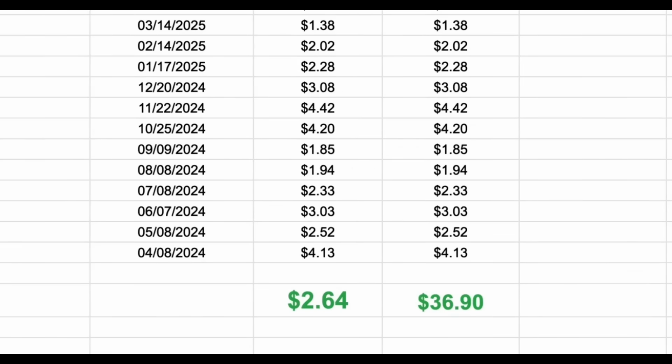Coming to this spreadsheet, I put all the distributions since the first time to the last one, and I averaged them at $2.64. Since inception, MSTY has paid $36.90. That's a lot of distributions for just one year. This is more than the starting price. When it came out, it was around $20. So if you invested from the beginning, you have more than doubled your money.